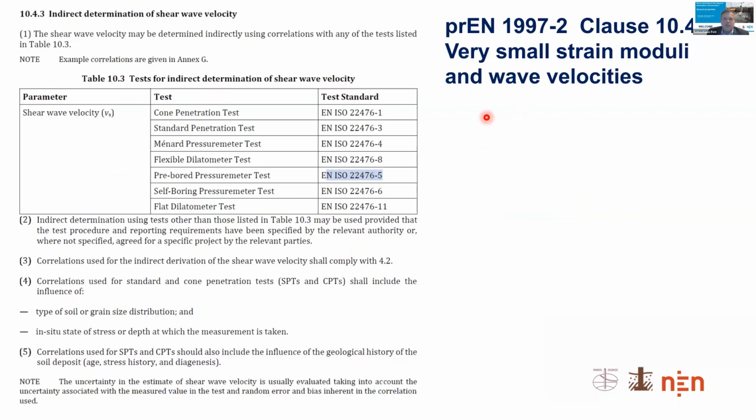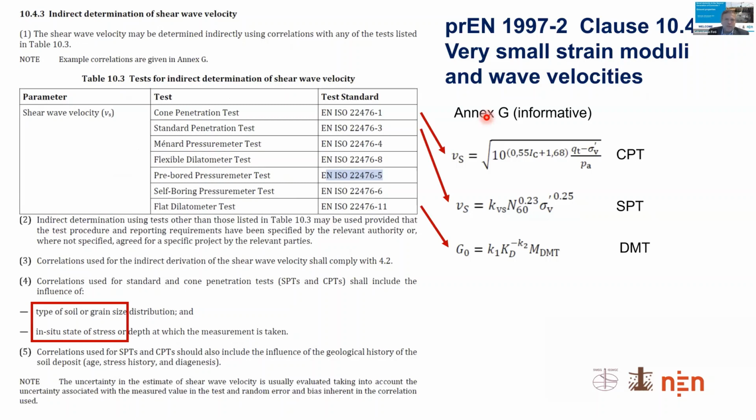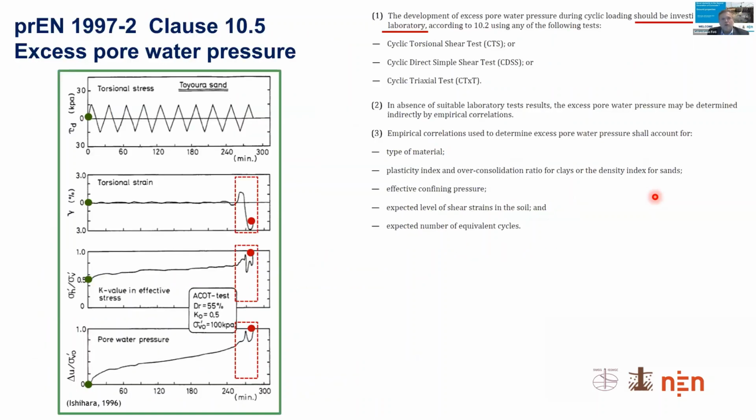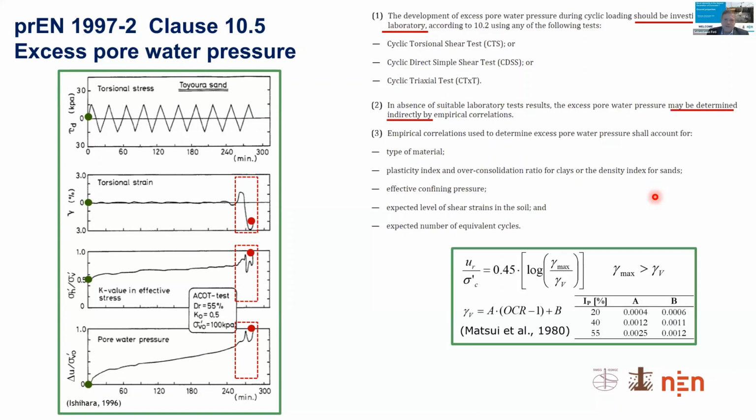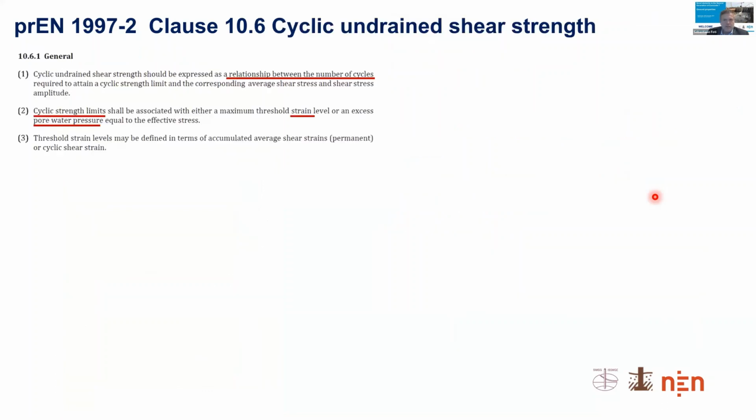The shear wave velocity and very small strain moduli can also be determined indirectly, and also here we have correlations that are reported in Annex G, for example for the most common tests like cone penetration testing and standard penetration testing. And going on, we have the part related to excess pore water pressure evaluation that should be investigated in the lab, but again, we have the possibility to make use of indirect estimation with empirical correlations. Here you have an example of a possible empirical correlation.